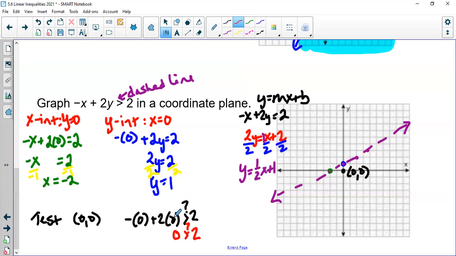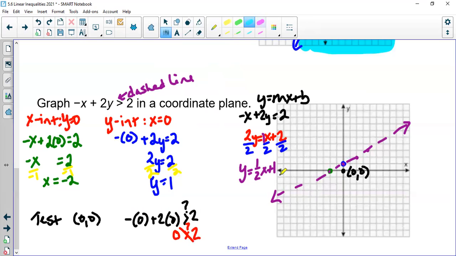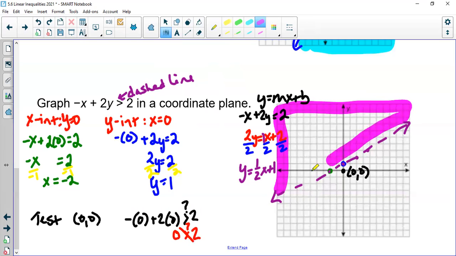Oh my goodness, it is not. So that means 0, 0 is not a solution, so I can't shade through 0, 0. I have to shade the other half plane, which is up here, not including 0, 0.